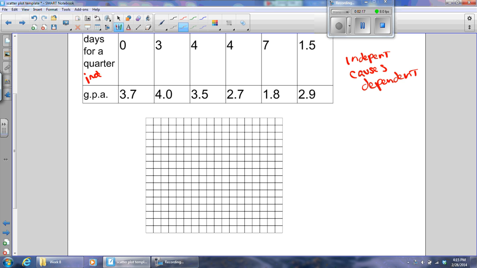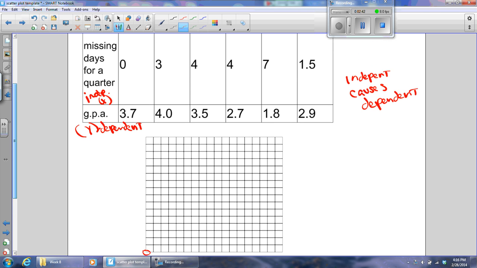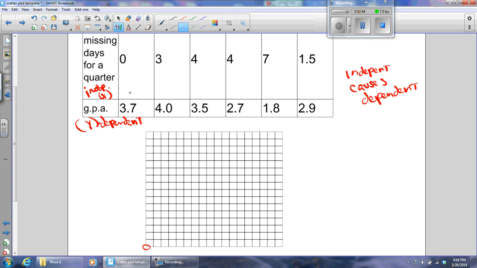Your independent variable is always your input in your input-output table. It's your X. That forces the GPA to be your Y, or your dependent variable. Now, when I make my scatter plot, I'm going to have to set a scale. I have to space it out evenly, and I want to use as much of the graph as I can. I notice that my minimum is 0, my max is 7.